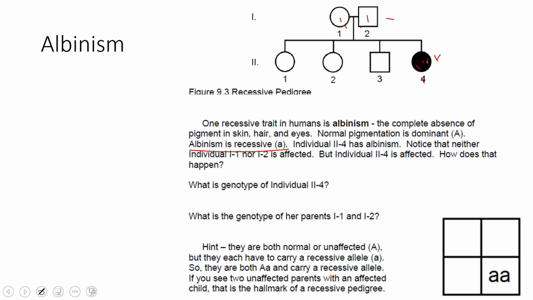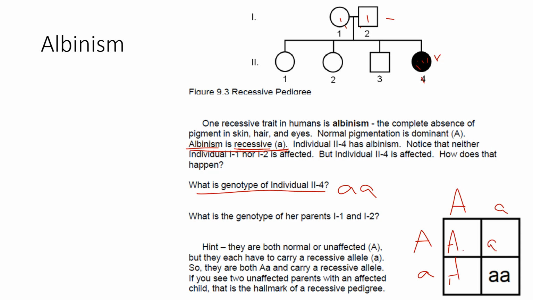Well, what happened is, since this is a recessive condition, both parents can be carriers for that condition. So, what is the genotype of individual 2-4? In order for them to be an albino, which is recessive, they must have lowercase a, lowercase a. If they have lowercase a, that means both of the parents must have had lowercase a's, but they are both unaffected, which means they also must both have capital A's. And so we could fill in the Punnett square from that point.